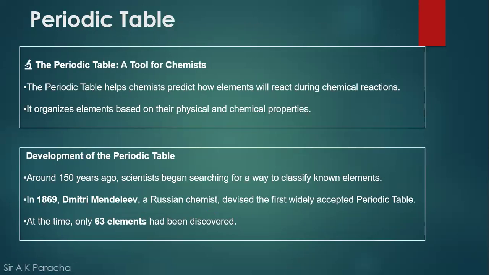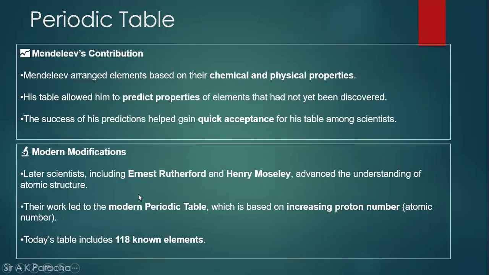Okay. Next is periodic table. Again, periodic table is a tool which has been used for 150 years. Dmitry Mendeleev was the scientist who formed the periodic table in 1869. Initially, it had 63 elements, and later on, other chemists discovered some of the elements, and they included them in the periodic table. Today's periodic table has 118 elements.